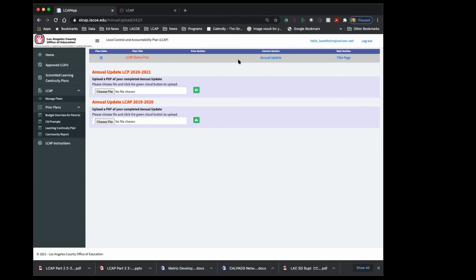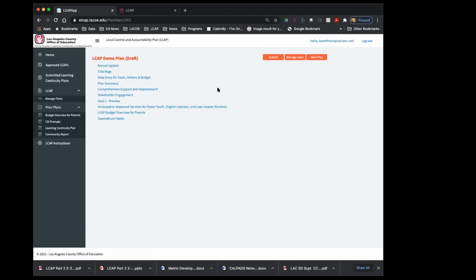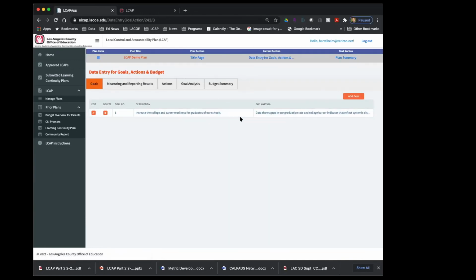To navigate the system, you have a couple options. You can either always go back to the plan index, which is this funky little icon up at the top, or you can click on the sections at the top. I'm just going to go back to the plan index, and the title page you already completed. I'm going to go right to the data entry for the goals, actions, and budget, so you can see an example. So you have 5 different sections.